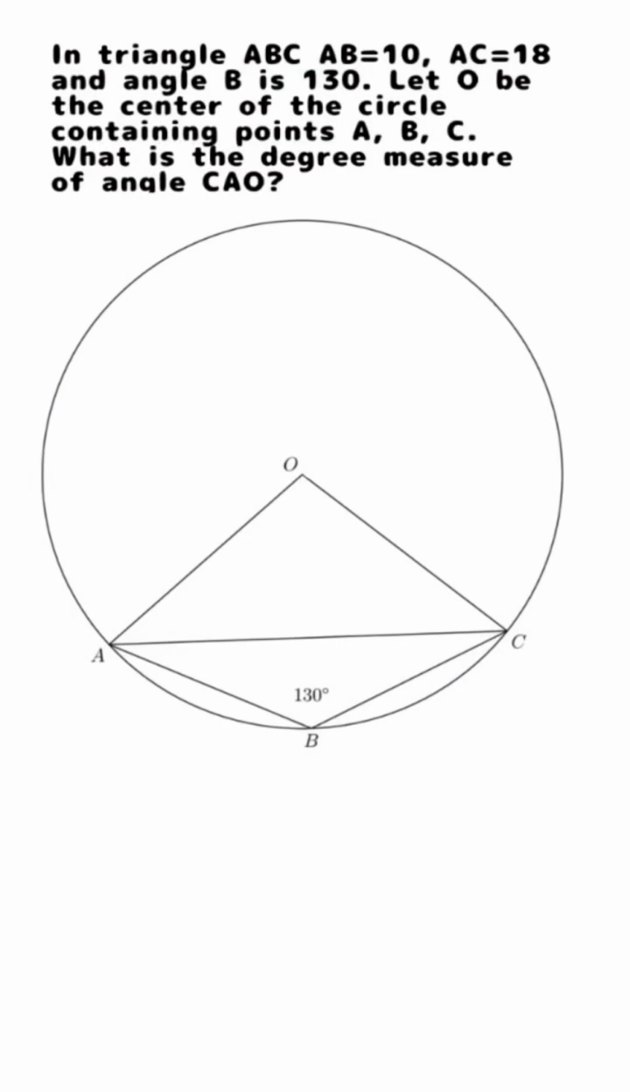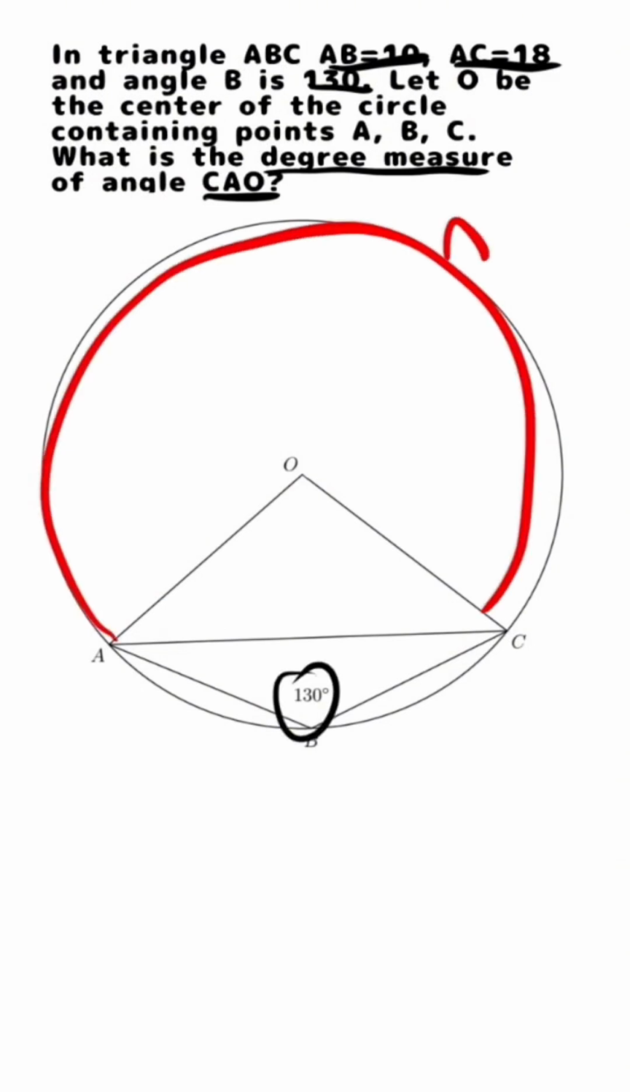Problem 5. In triangle ABC, AB equals 10, AC equals 18, and angle B is 130 degrees. Let O be the center of the circle containing points A, B, and C. What is the degree measure of angle CAO? So because angle B is 130 degrees, by the inscribed angle theorem, the red major arc AC is 260 degrees, aka double that.